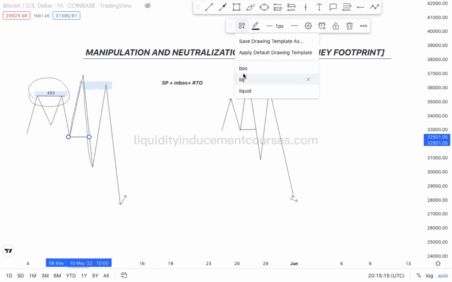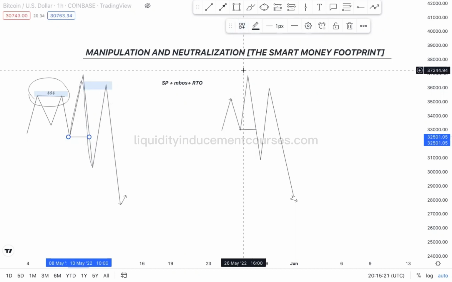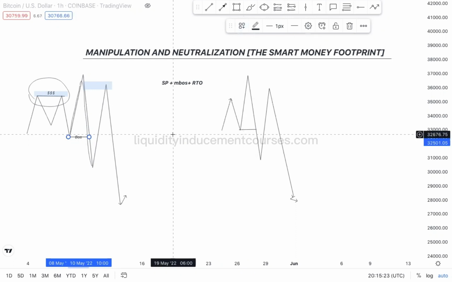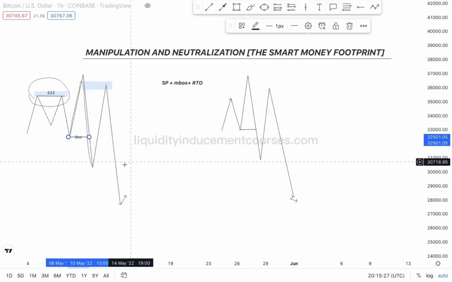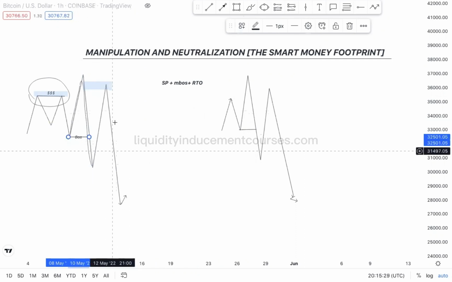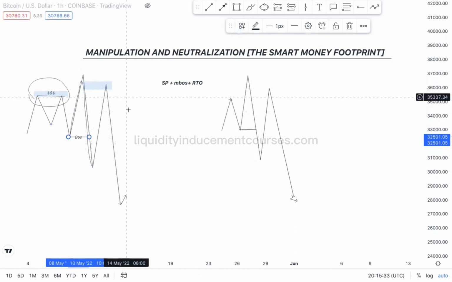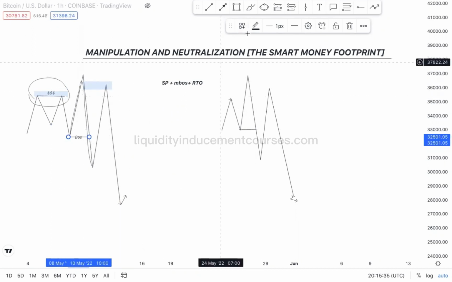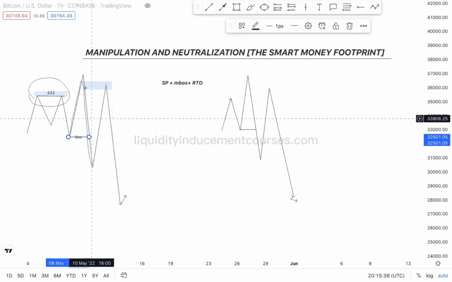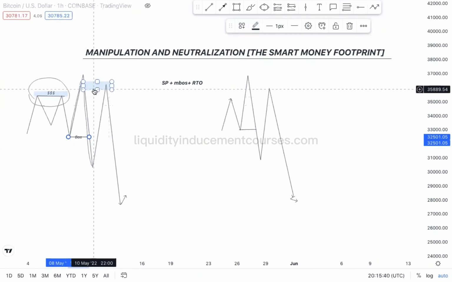Sorry, sir. What did you call the SP? Stop purge or stop hunt. Okay, stop purge. Yeah, stop purge, P-U-R-G-E. Okay. Yeah, and then we have a continuation to the downside. So this is a typical model 1 entry. This is an entry model 1 for SMC. This is the SMC textbook entry.